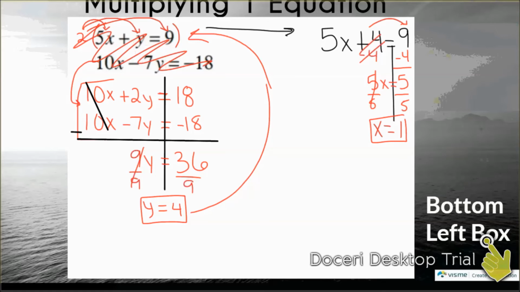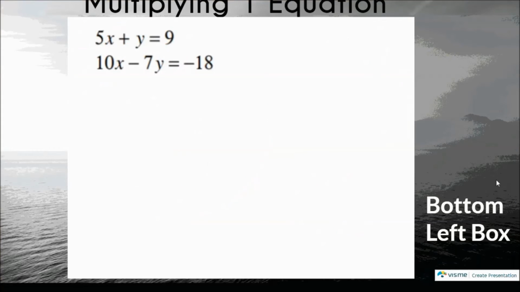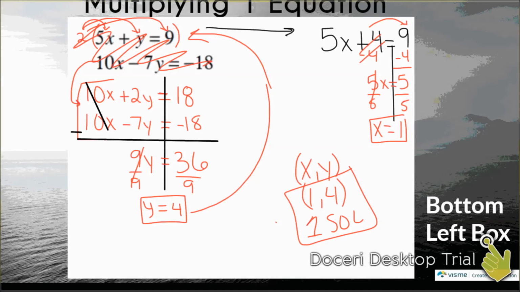So as always, we need an ordered pair with x and y. Our x value was 1, our y value is 4, and you guys help me out. How many solutions is this going to be? We should have 1 solution. So there's our final answer. Very good. All right, so let's look at our very last box.